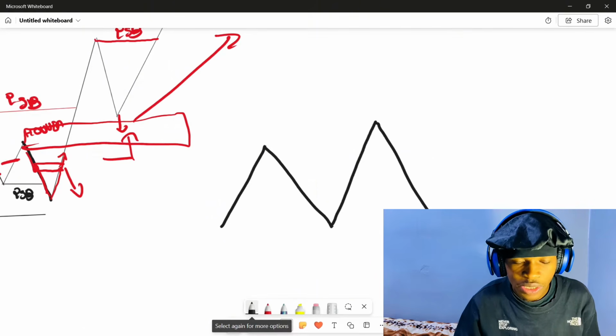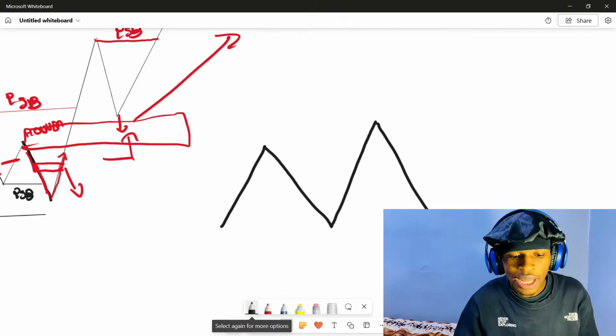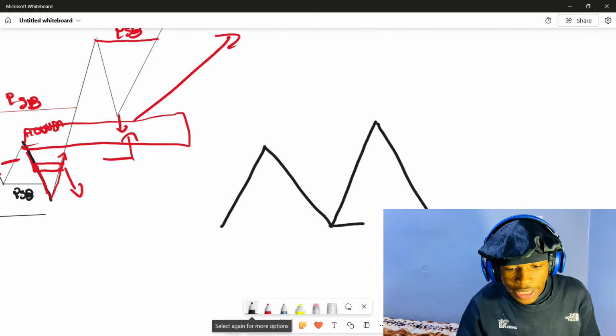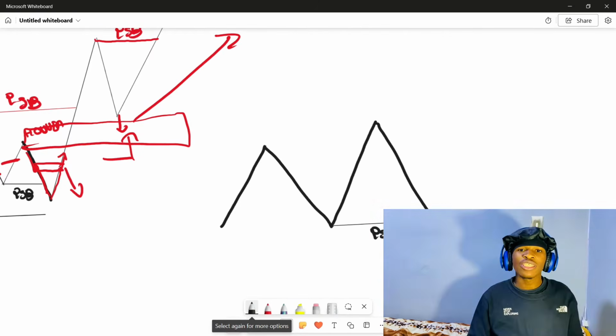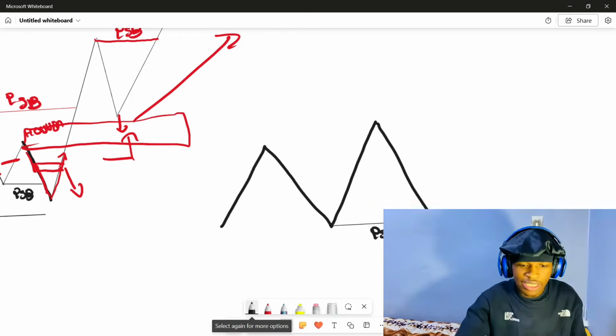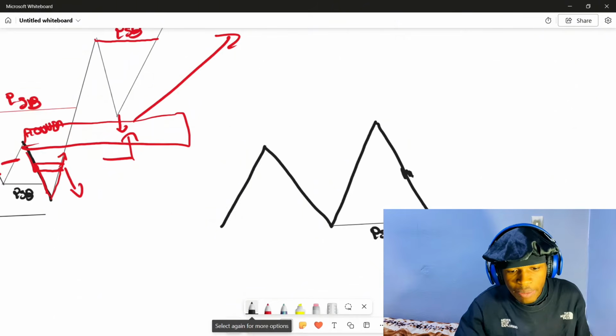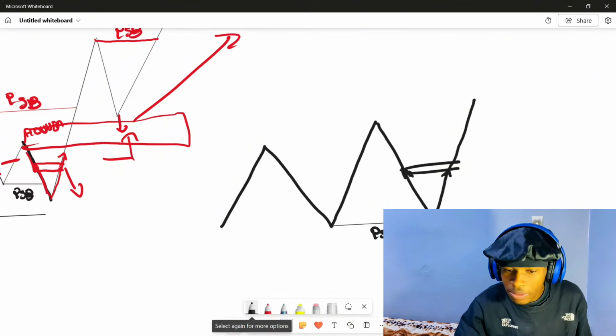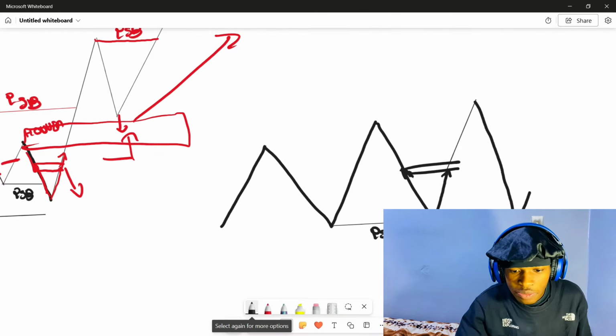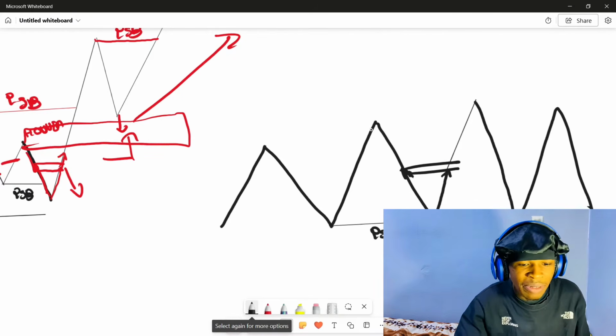What is this market doing? It's an indecision, right? There's no uptrend and no downtrend. People say things about PSP and the decision point.